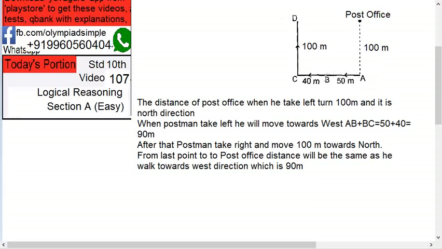He turns to left, then delivers the letter at B, then moves 40 ahead, and then turns right, and then moves 100. So these two are 100, right? And this is 90. So what is the distance of D from the post office? 50 plus 40, 90. So 90 is the answer.